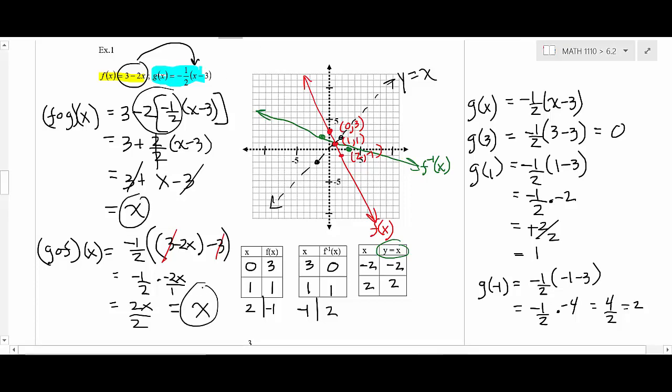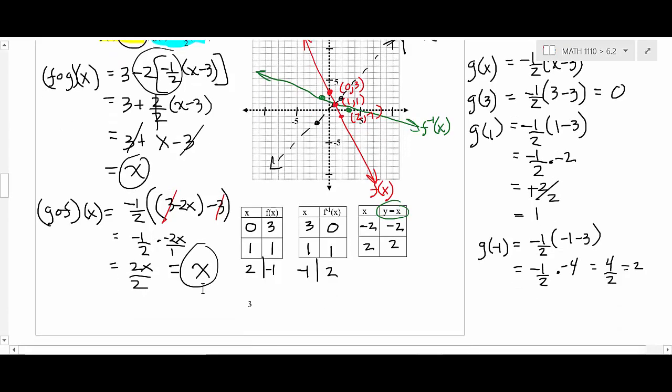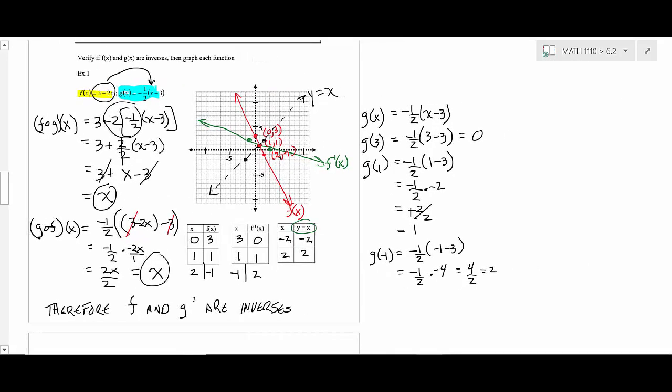So here's what you find on this. If you do your composition both ways, then we would say, therefore, f and g are inverses of each other. That's the basic idea behind that. What I wanted you to see is the points are backwards. They're symmetrical about y equals x, and if you do the composition, you get x. You get that line of symmetry. That's how that works out.